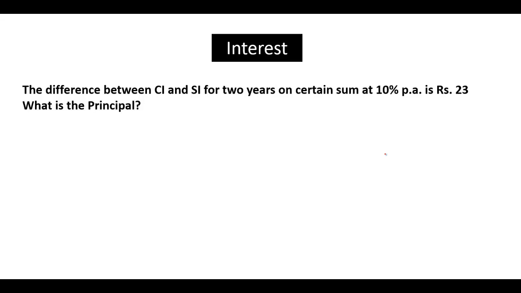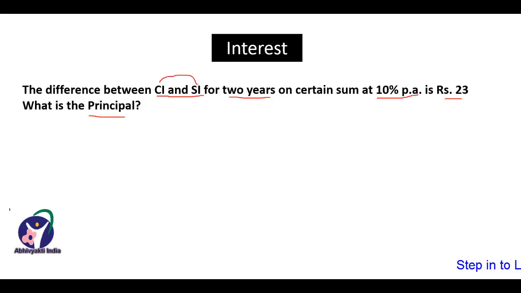Today we will once again take the sums from simple interest and compound interest. Here is the first question: the difference between compound interest and simple interest for 2 years on a certain sum at 10% per annum is rupees 23. What is the principal? The difference between the compound interest and simple interest is given for 2 years, the rate of interest is 10% per annum, and this difference is rupees 23.